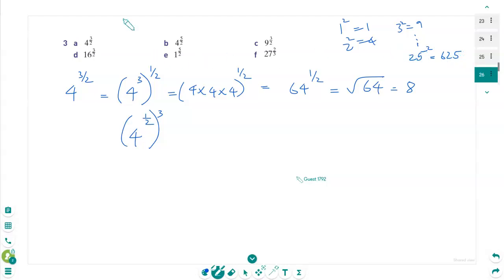And also learn the cubes. 1 cube, 2 cube, 3 cube, up to 10 cube. You can just write down the numbers correctly, find all these cubes or squares and write them down and learn them by heart.